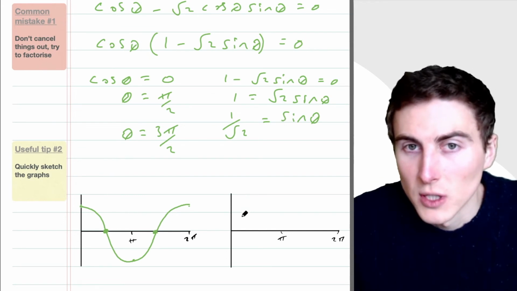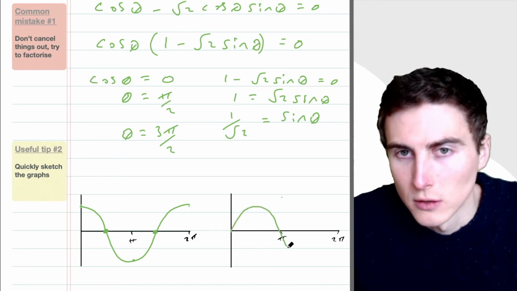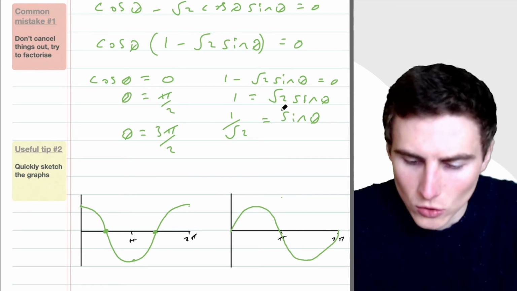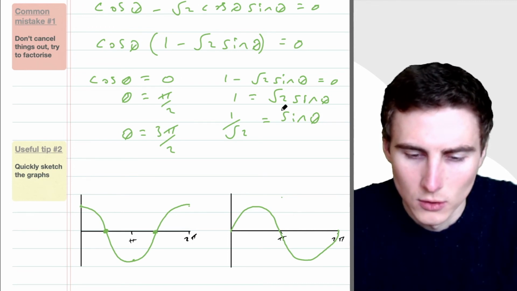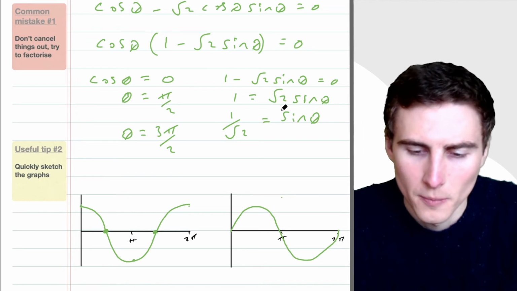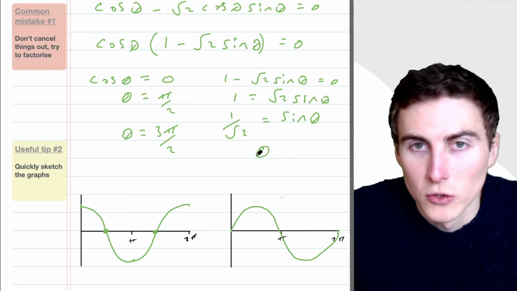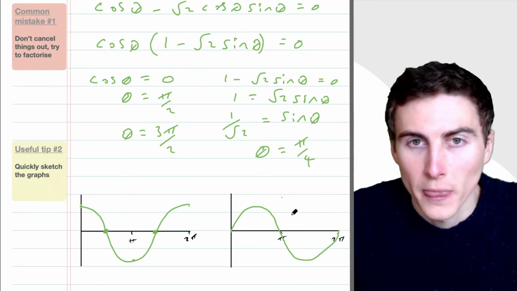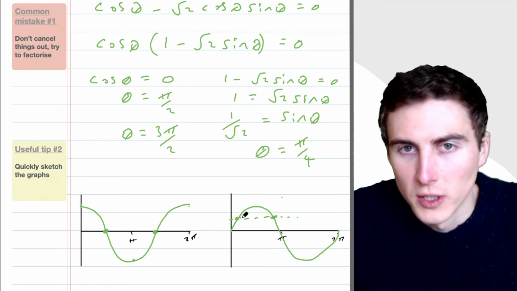And then from the sine one, we can draw our sine graph like that. In our calculator, we do sine to the minus 1 of 1 over root 2, and that gives me pi over 4. So my solution is that theta equals pi over 4, and that's going to be around about here. So this is our solution. We've got two of them, one here, one here.